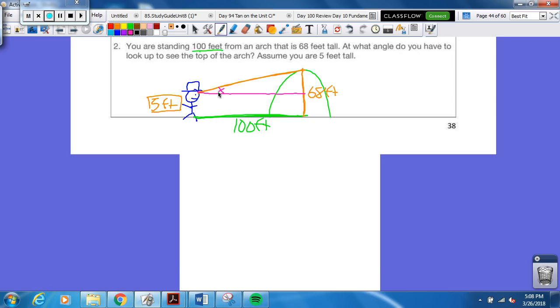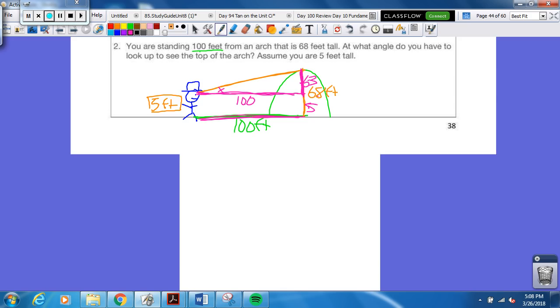Okay. So we know that this distance right here is the same as this distance here. So this distance is 100. This distance is not 68. It's actually, this is 5 here, right? So it's 5 plus something is 68. So that's going to be 63, right? 63 plus 5 is 68. Cool. All right, that's awesome.